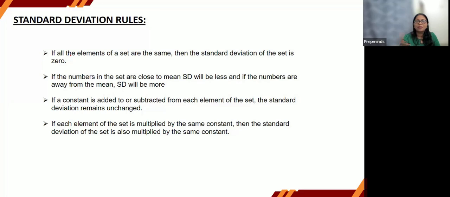Exactly, very good. The relative distance is going to be the same because if we are adding or subtracting a constant from each element, the mean is also going to change, and the numbers are also going to change, and that is the reason the relative distance remains the same. Perfect. The last pointer.